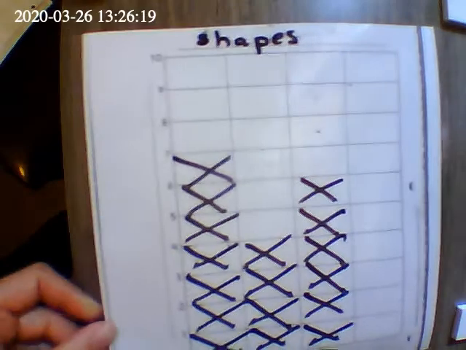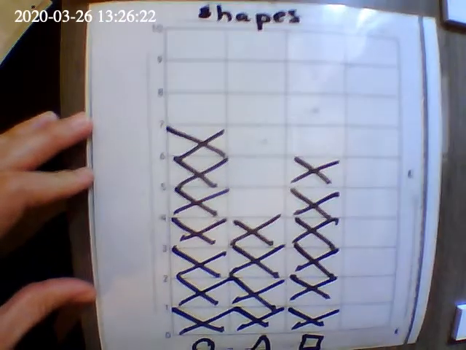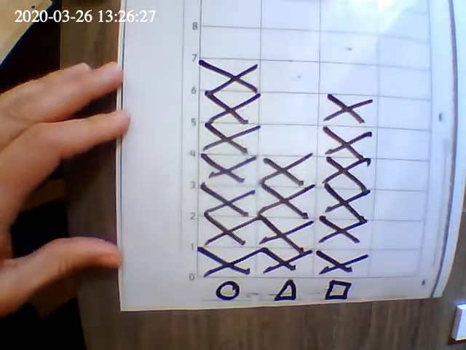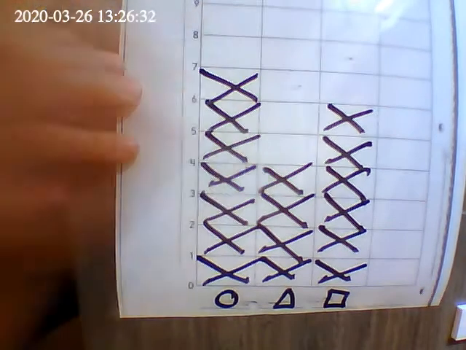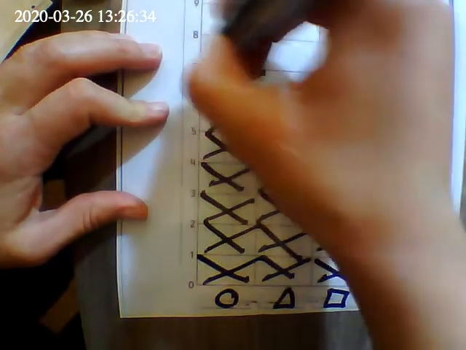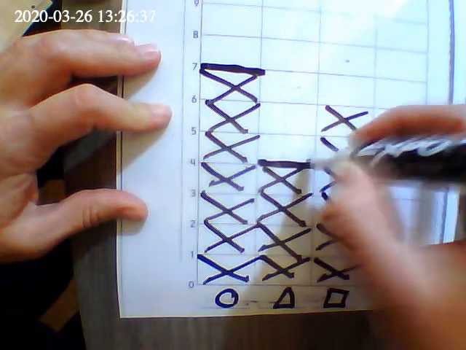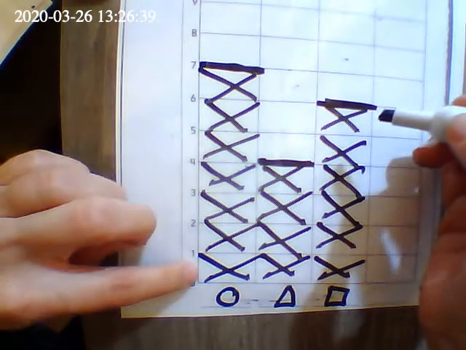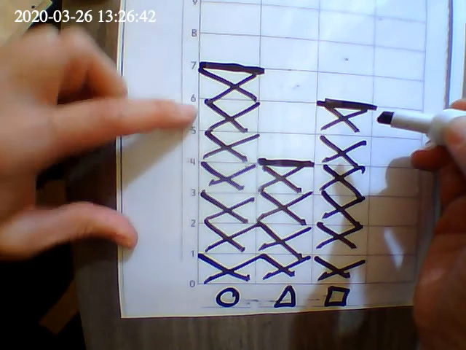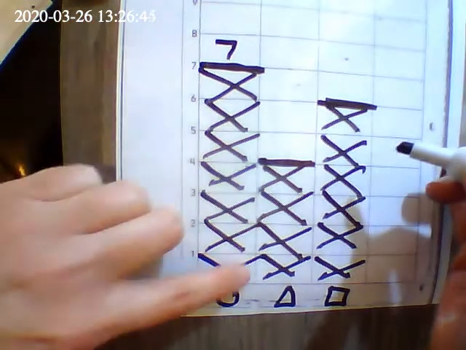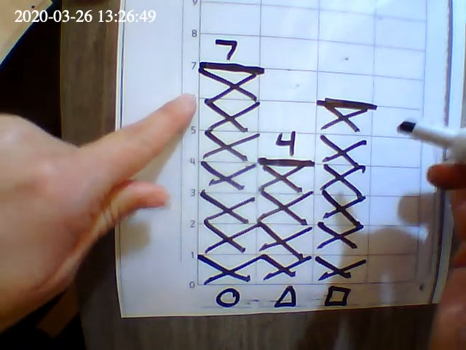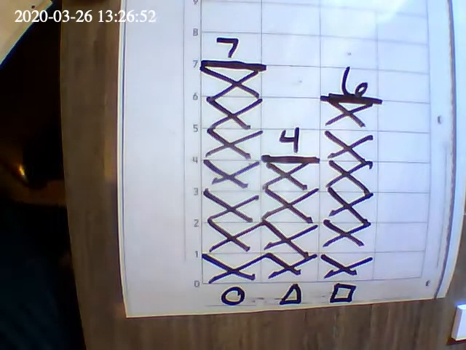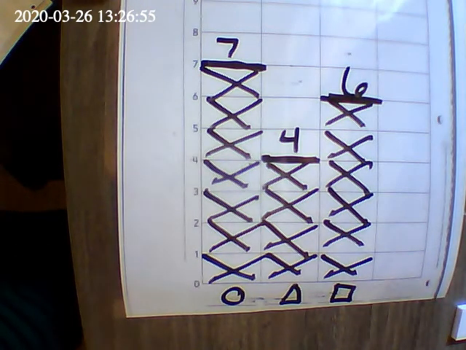Then we'll move into our data chart. So on our chart we have shapes, and like I've said before, I always like to go up and just kind of underline the spot where the bar graph would end at. And then I like to put the number on. So we have 7 circles, 4 triangles, and if we come over and across, we have 6 squares. So we can come back and forth to this as we do the questions.